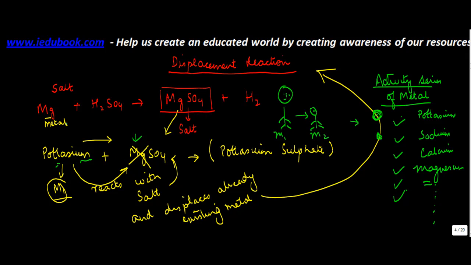Whereas if this would have been magnesium sulfate, if instead of potassium you would have had magnesium here and potassium here, potassium is referred to with the symbol K, then the same reaction would not have happened. Why? Because magnesium is not as strong as potassium, so it would not be able to displace it out from this salt.